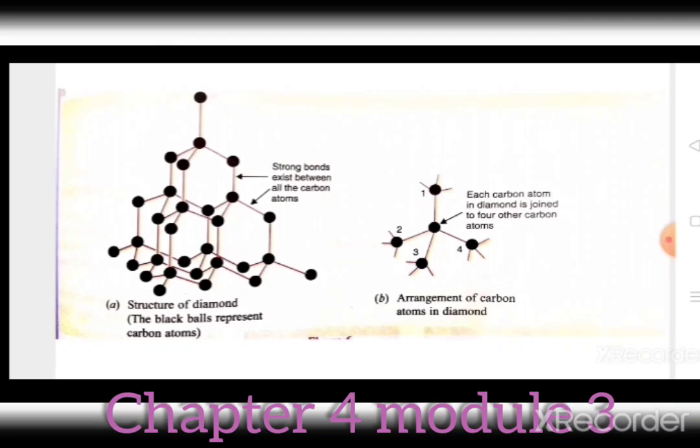Then in the second one you can see the arrangement of carbon atoms in diamond. That means one carbon atom is bonded to 4 more carbon atoms. Mainly the middle one, each carbon atom in diamond is joined to 4 other carbon atoms. This has been shown here. One carbon which is in the middle is bonded to first, second, third, fourth, all 4 carbons here.